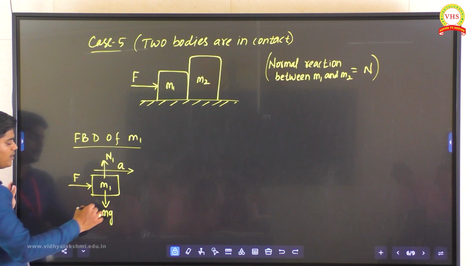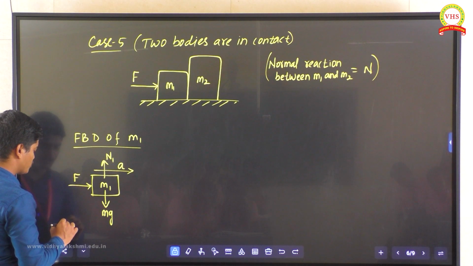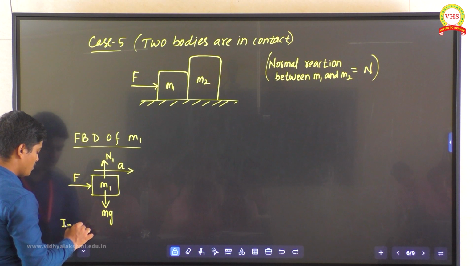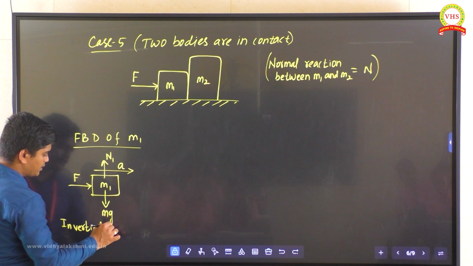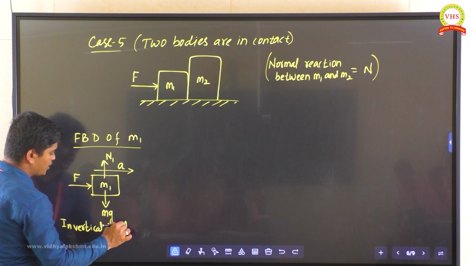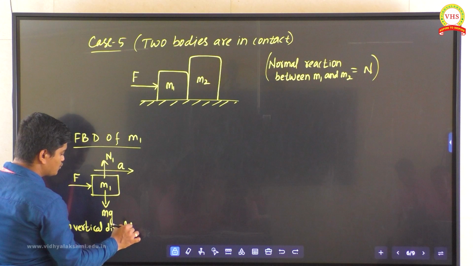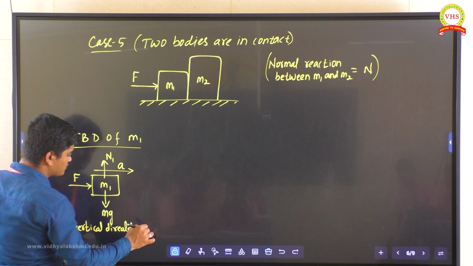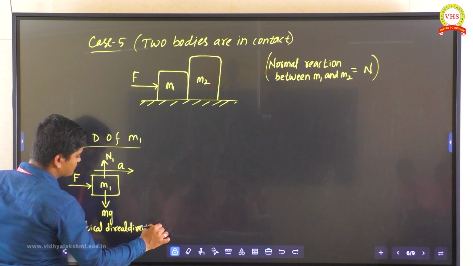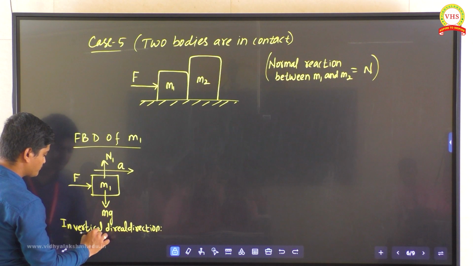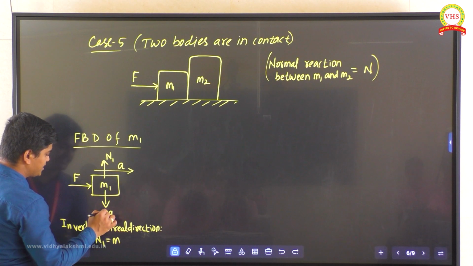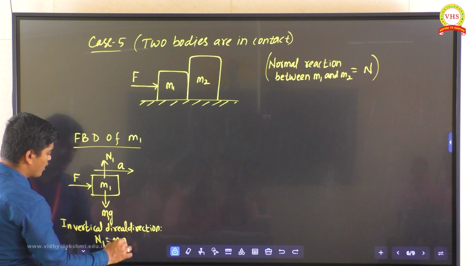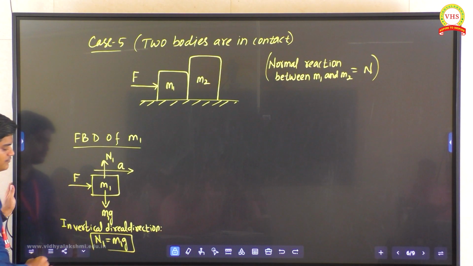Now all of you listen. In the vertical direction, no motion. So now you can write N1 equals m1g. N1 equals m1g. This one you can write.